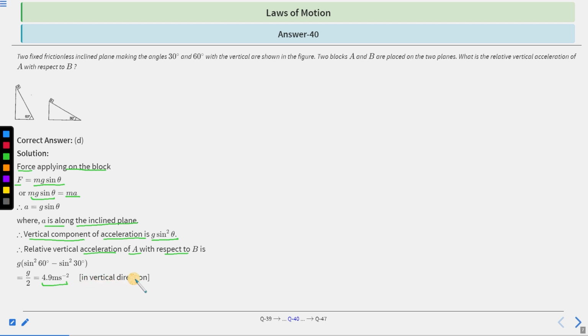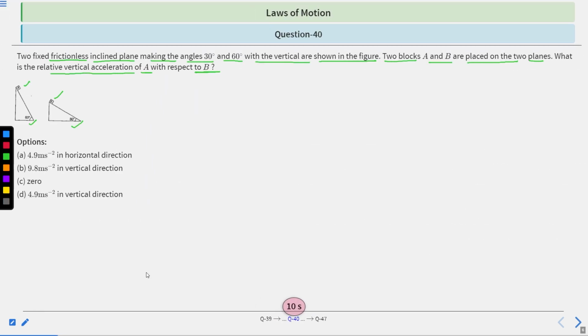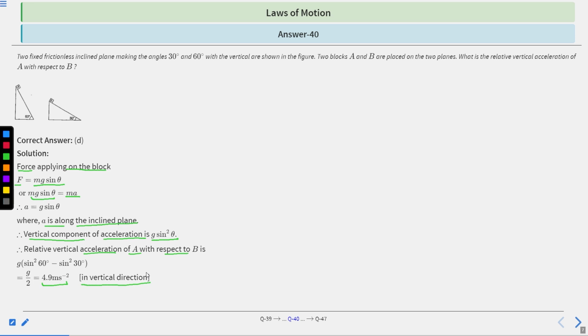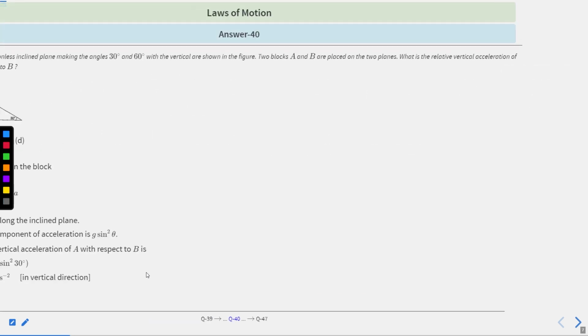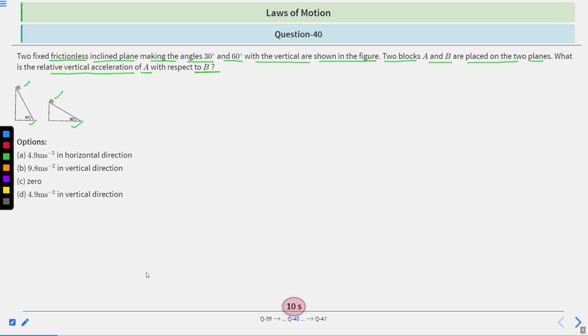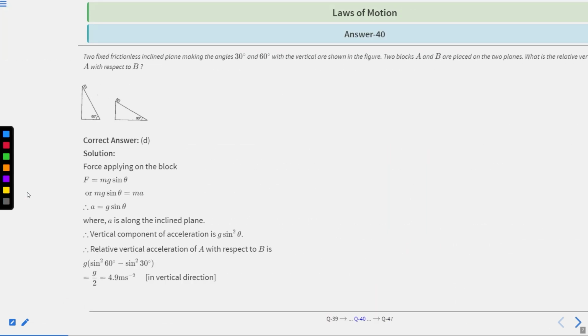This is found using the free body diagram. So the correct answer is 4.9 meter per second square, option D. Next question.